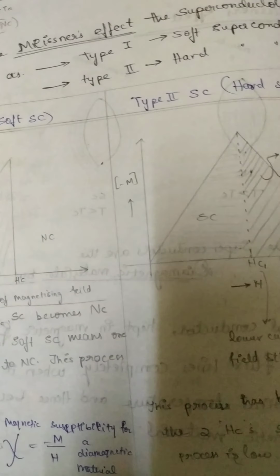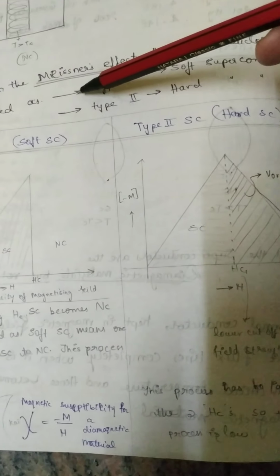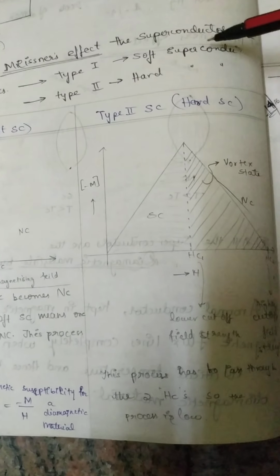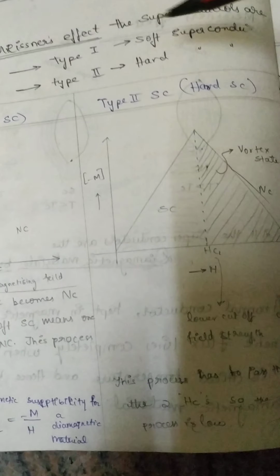Now, based on Meissner's effect, superconductors are classified into two types, that is type 1 and type 2. The type 1 superconductor is a soft superconductor. The type 2 superconductor is a hard superconductor.